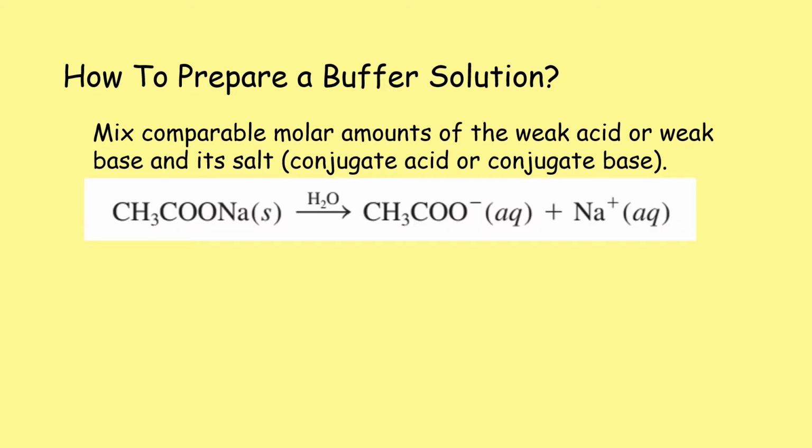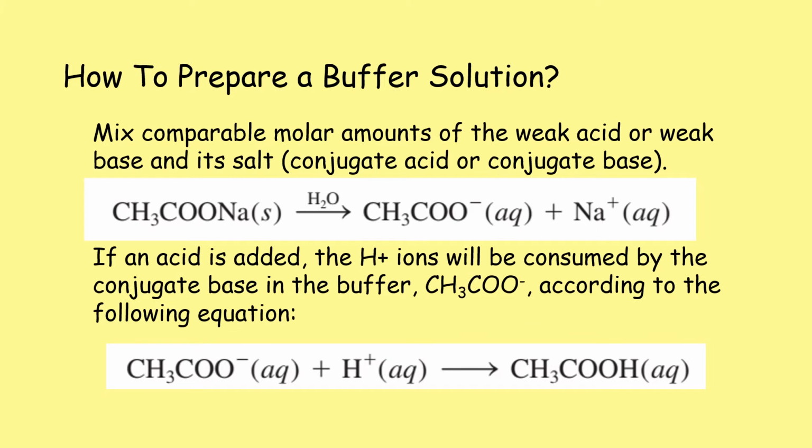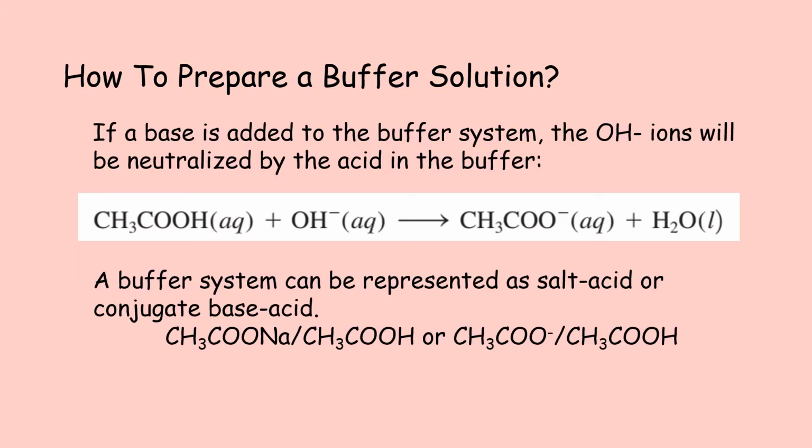We know that sodium acetate is a strong electrolyte, so it is assumed to dissociate completely in water, as the equation shows. And if an acid is added, the hydrogen ions will be consumed by the conjugate base in the buffer, which is the acetate ion, according to the following equation. If a base is added to the buffer system, the hydroxide ions will be neutralized by the acid in the buffer, as shown by this equation.